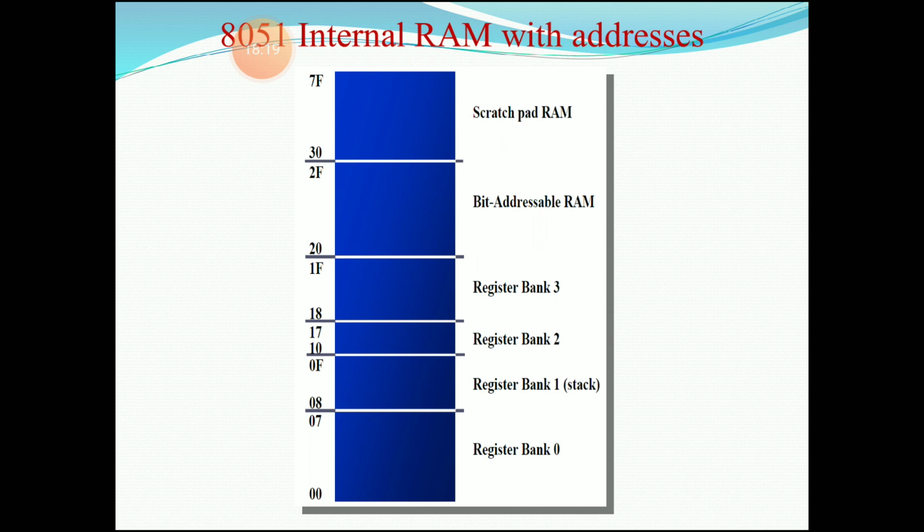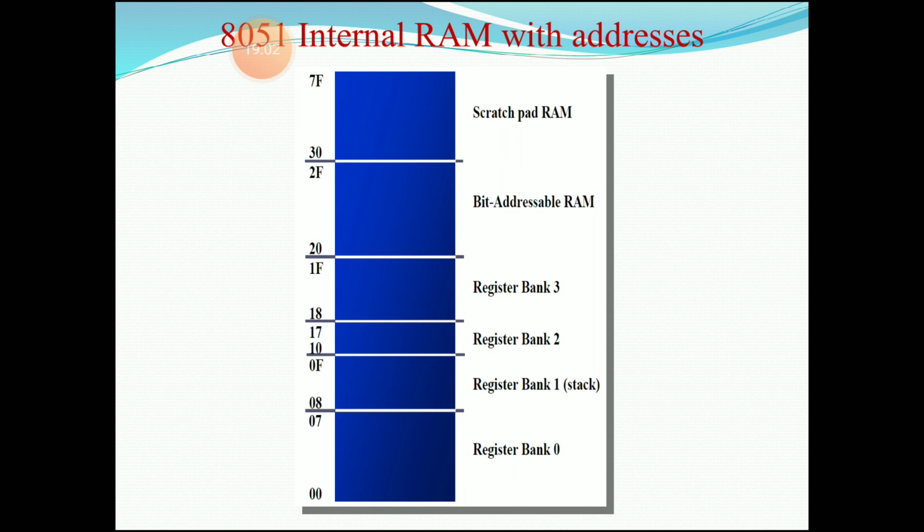The lower 32 bytes belong to register banks. There are 4 banks available: register bank 0, register bank 1, register bank 2, and register bank 3. Each bank consists of 8 registers, R0 to R7, so each bank size is 8 bytes. You can access the data in each bank by using the address of the register in that bank. Let us consider register bank 0. The bank 0 range is 00 to 07H, so a total of 8 locations are reserved for bank 0.